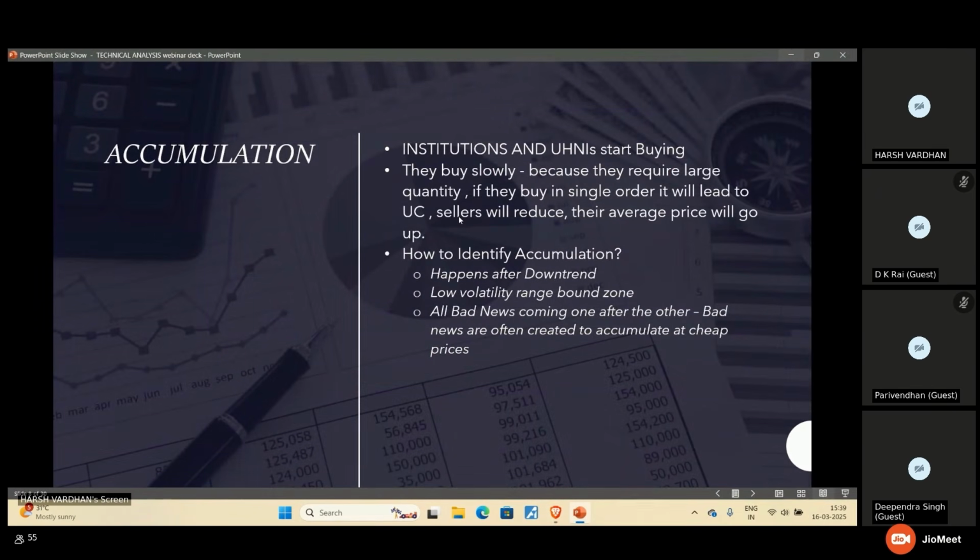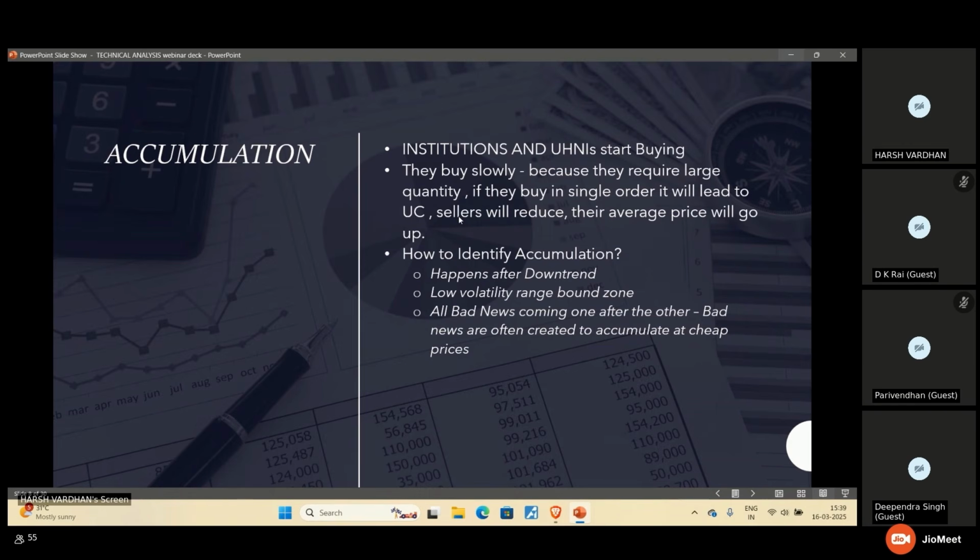But that's not the case, because suppose you are an institution, you have 10,000 of crores to manage, right? You have to take entry into a stock. Let's say its market cap is 15,000 crores. You cannot deploy all at once. For example, you have to buy, let's say, 100 or 200 crores in that stock. You cannot buy it all at once, because if you put in all that volume in a single order, then the stock will hit UC and then there will be no sellers.